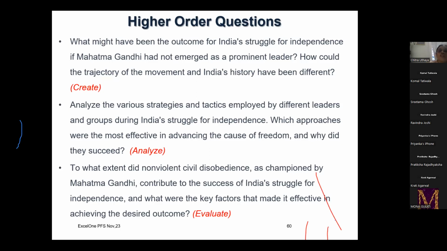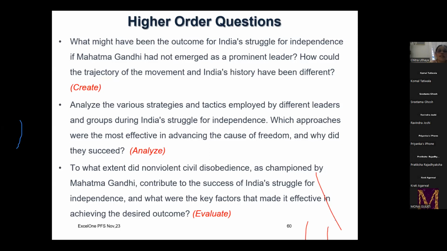The next question is an analyze question. Analyze the various strategies and tactics employed by different leaders and groups during India's struggle for independence. So we knew there was a nonviolent movement, but along with that, there were other movements as well. So there were different tactics used by different people. Which approaches were most successful and why did they succeed?